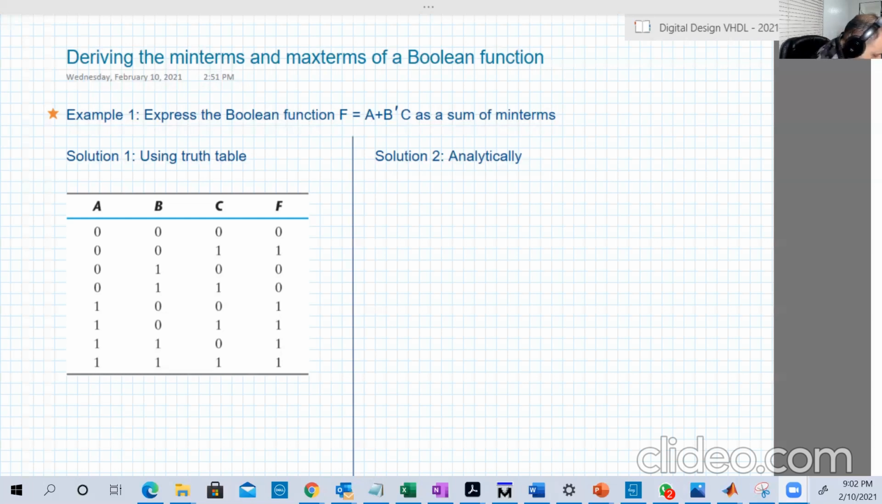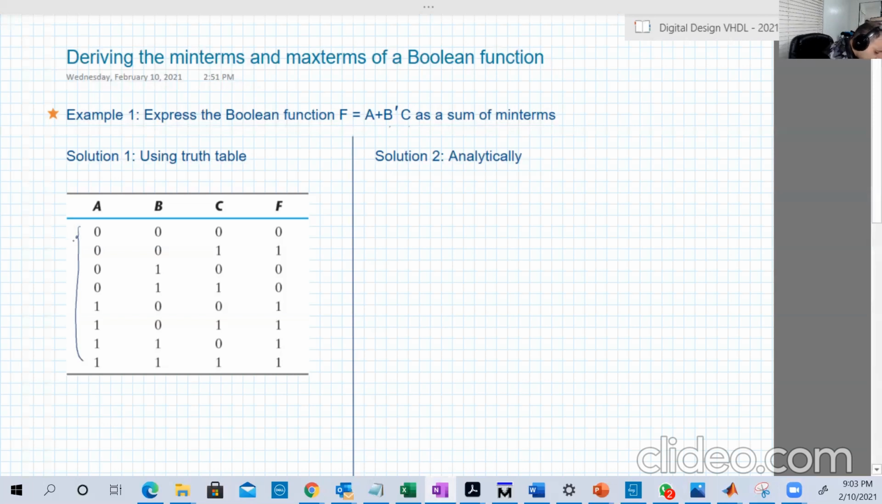So we have here a Boolean function f equal to a plus b prime c. And we want to express this function as a sum of min terms. Basically we have two solutions here. We can go in two ways. The first one is using our best friend, the truth table. Here we have three variables, a, b, and c, so we have 8 combinations, and for each combination, you just substitute in the function and you get the corresponding value.